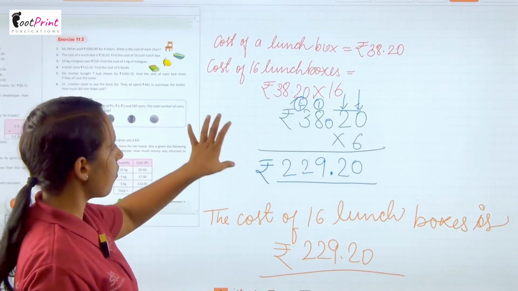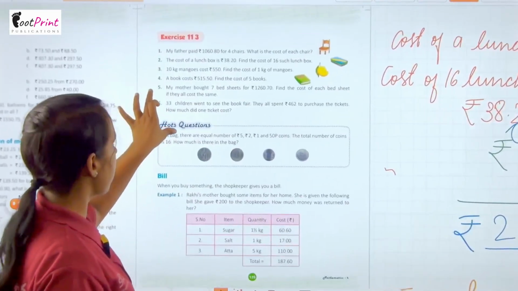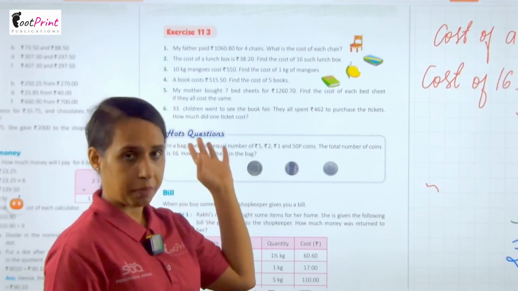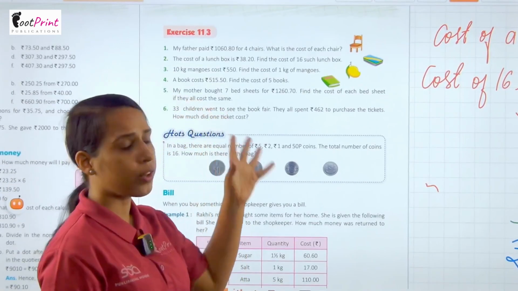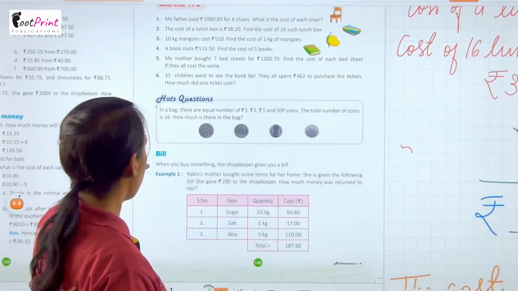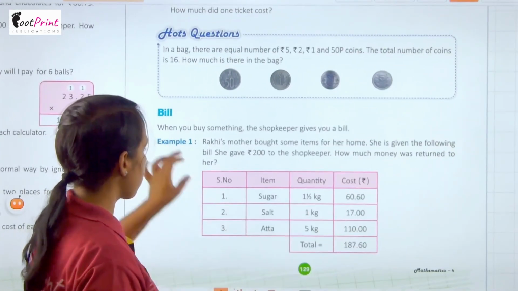So in this manner we have some word problems in exercise 11.3. You will easily find out the answer according to the word problems. Okay, now we have the next topic, that is bill. So what is a bill? Let's see here.